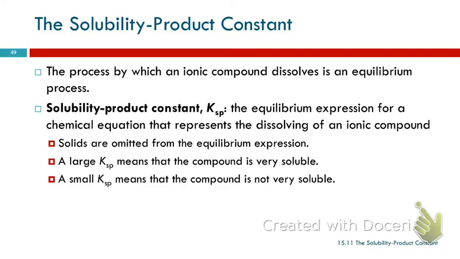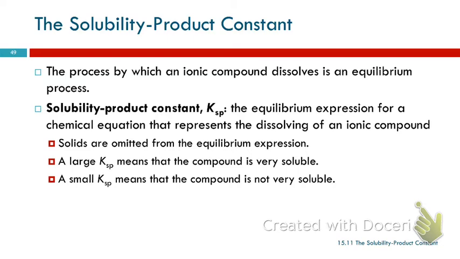When a solid dissolves, that's an equilibrium process. So if we're looking at an ionic compound dissolving in water, say sodium chloride dissolving in water, we have ions dissolving and going off into solution, and there are also ions coming back and recrystallizing. Because this is an equilibrium, we can write an equilibrium expression for this, but instead of just calling it the equilibrium constant, KEQ, we call this the solubility-product constant.